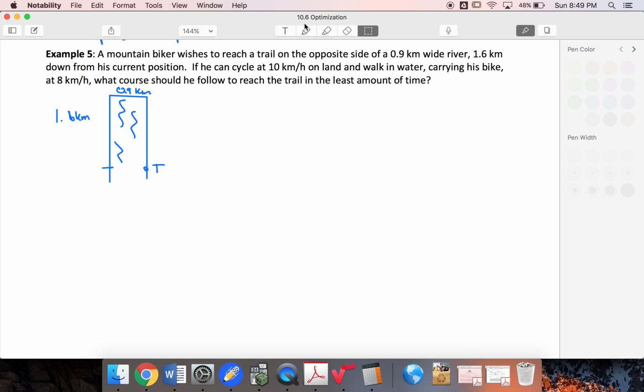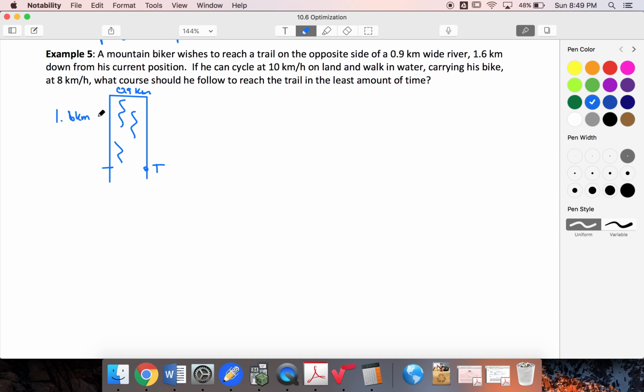So we're gonna walk downstream with our bike. Let's say we go x kilometers. And then at some point we get in the river and we walk down to our trailhead. So this distance now is going to be Pythagorean theorem. On this side I've got my 1.6 minus x. This side I've got my 0.9. So this distance is going to be root of (1.6 minus x) squared plus 0.9 squared. So these are my distances.